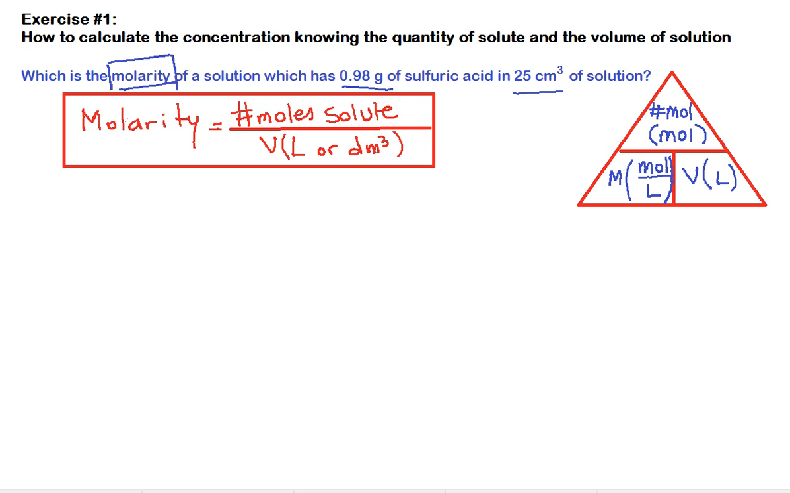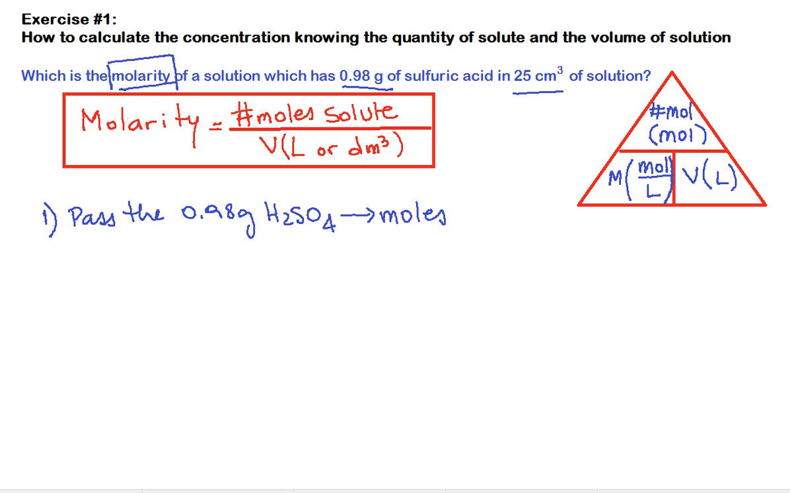We know that the definition of molarity is the number of moles of solute in 1 liter or 1 decimeter cube of solution. So we need to calculate how many moles we have and how many milliliters or liters we have in the 25 centimeters cube, and then apply it to the formula. Or we can directly calculate that within the formula. So the first thing that we're going to do is pass the 0.98 grams of sulfuric acid into moles.